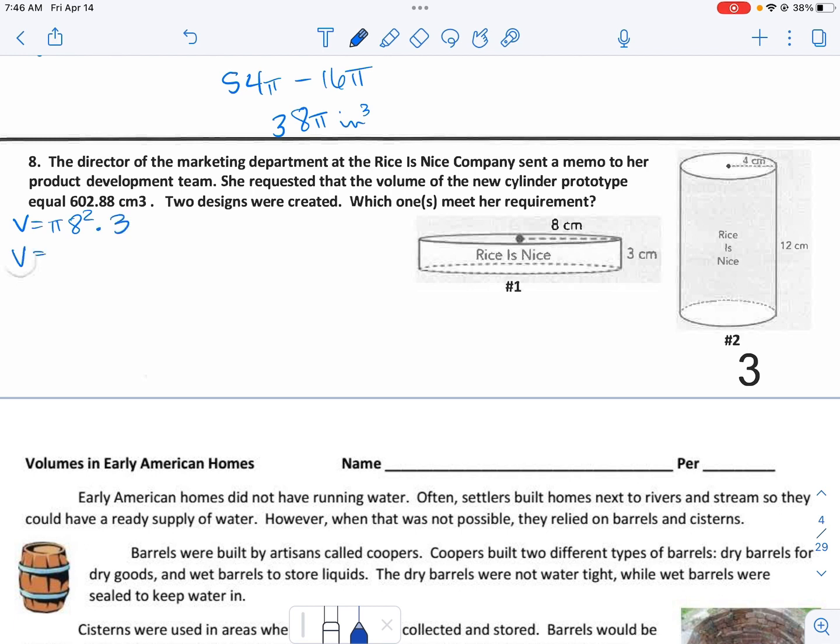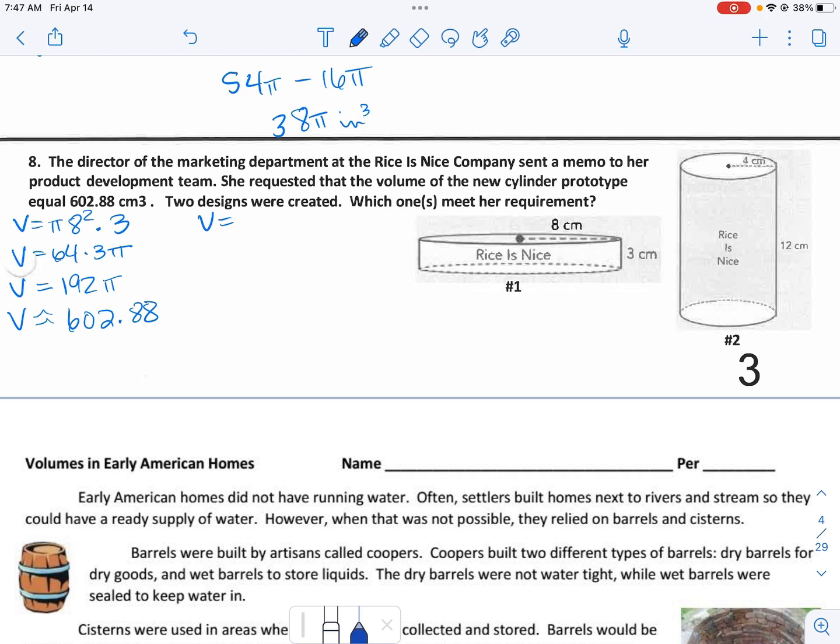So that's going to get us 64 times 3 pi. So that's going to be 64 times 3. It's 192 pi. And we need the approximation, times 3.14. And that's going to get 602.88. Look at that. Now, we have to be careful because we want to see if the other one does it too. So let's try the second one.